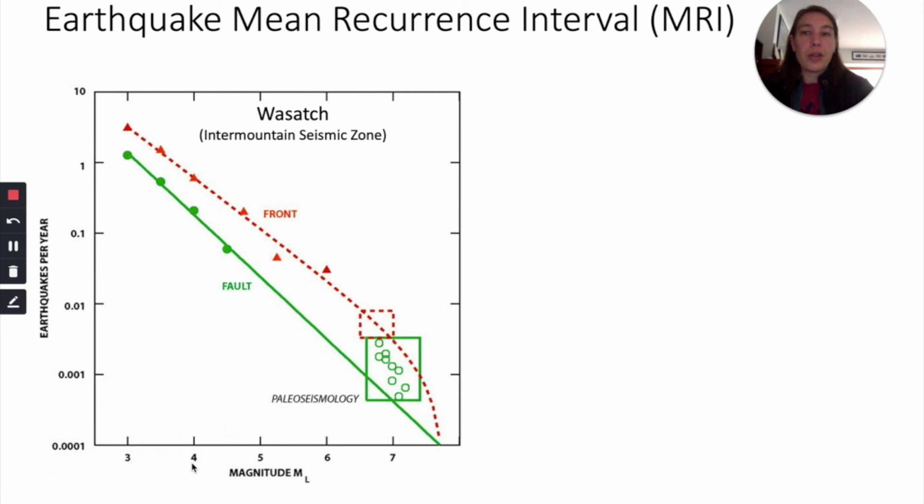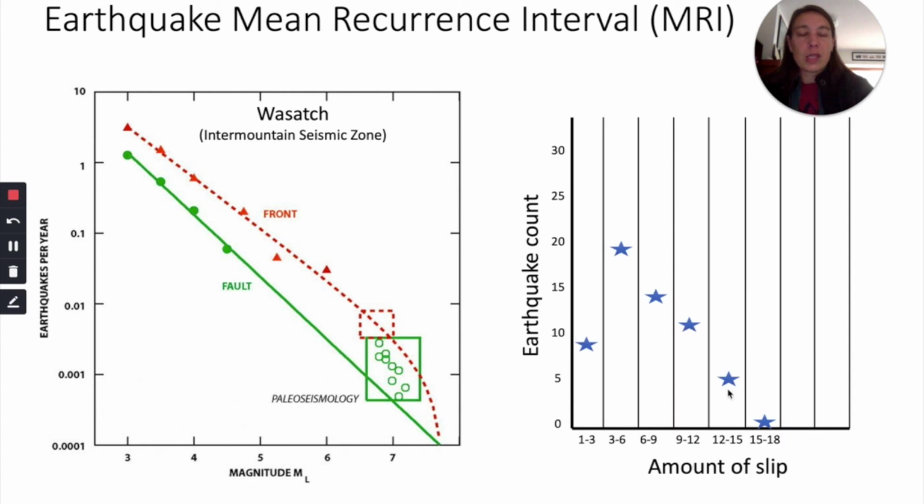You should review in your textbook what those magnitudes are, and then you can think about how the bin categories for your own data are being represented in your graph, comparable to this one, for Utah in the Wasatch Intermountain Seismic Zone. So this is what your graph might look like with the amount of slip and the earthquake count. This is from my own data that I collected from the first run of this exercise testing at home.